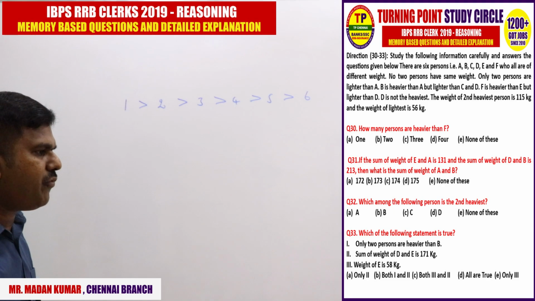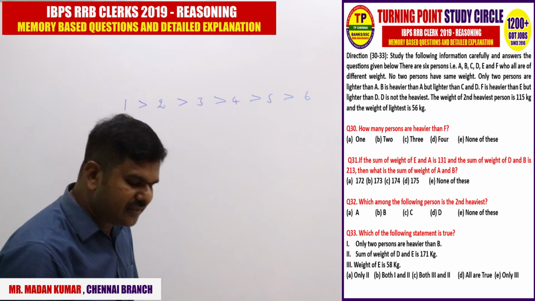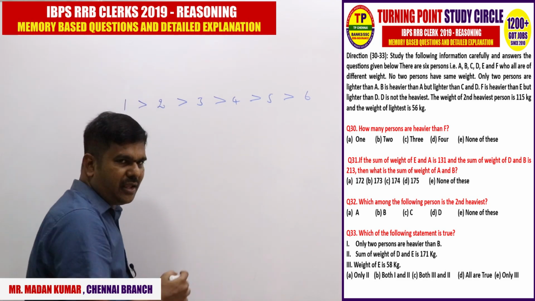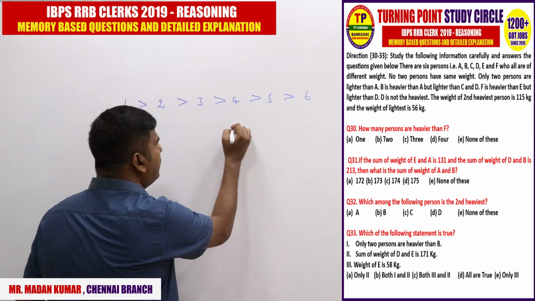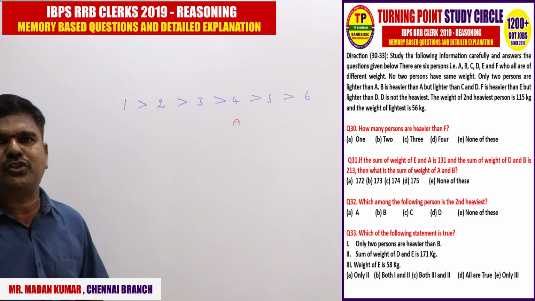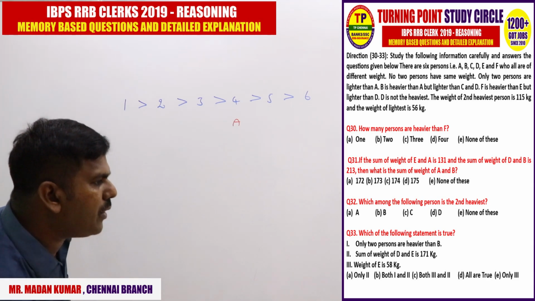No 2 persons have same weight. Only 2 persons are lighter than A. So only 2 persons are lighter than A means A must be in the fourth position, right? A will be in the fourth position. It's been confirmed position, right? It is confirmed. And what is the next one being given?